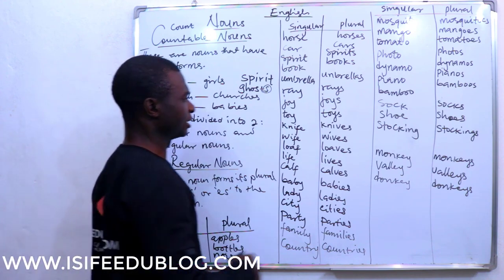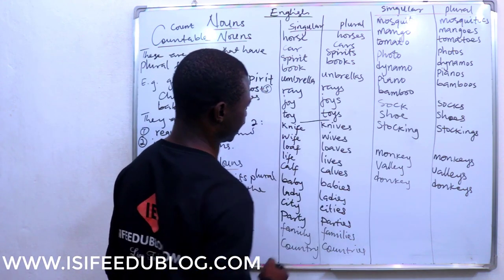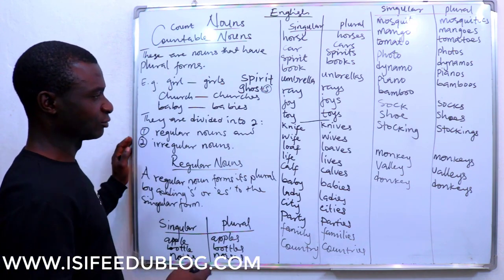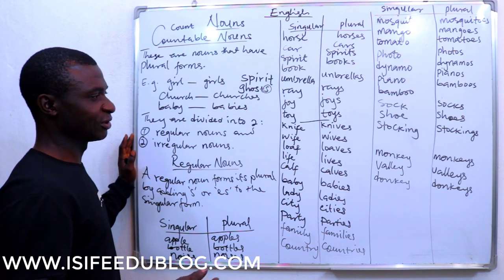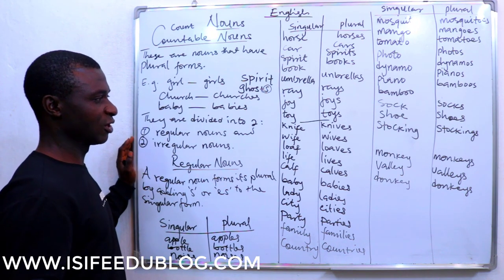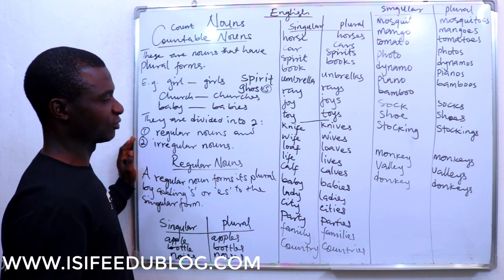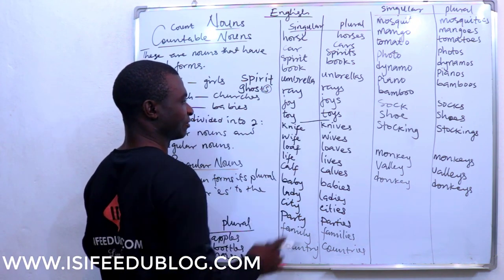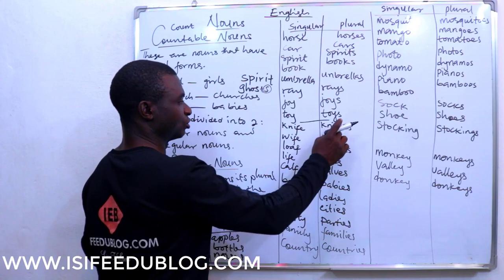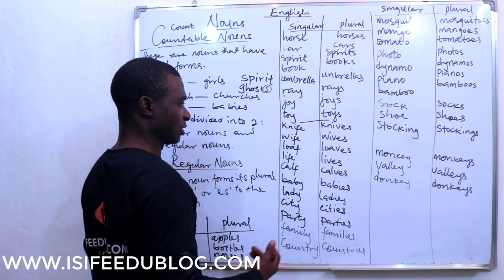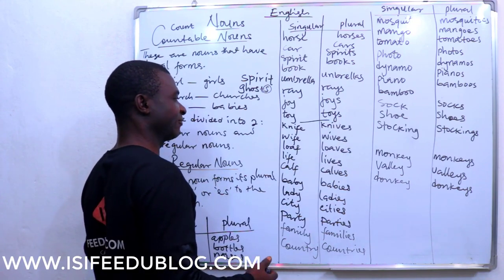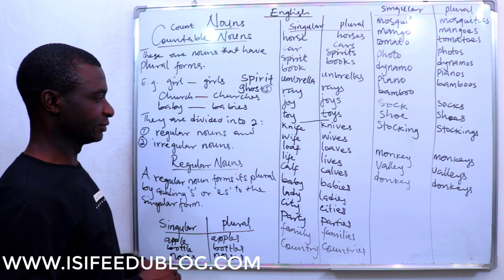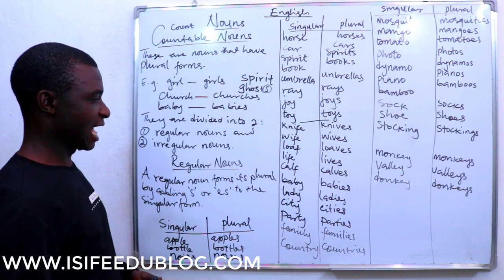Now, from this point, we have a different arrangement where F would have to change to V before you add the ES to form the plural, or the S to form the plural. Now, knife, the F will change to V, and you add your S. So knife, knives, wife, wives, life, lives.